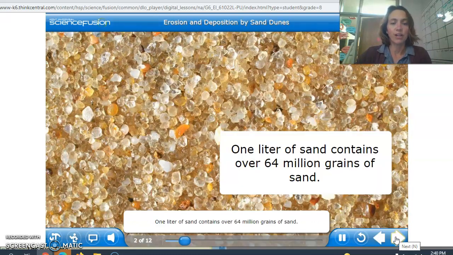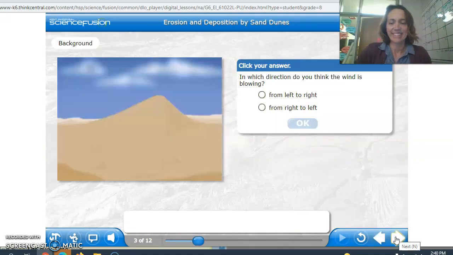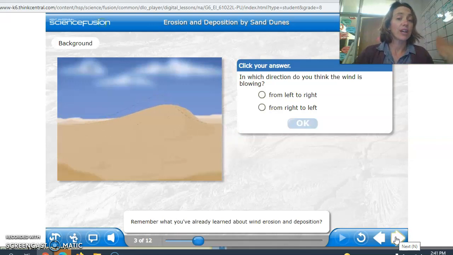I'm going to try to advance through this quickly. Gives you some more information. Ooh, isn't that so pretty? That's sand underneath a microscope. All right, you have a question here. In which direction do you think the wind is blowing? Take a look at that.